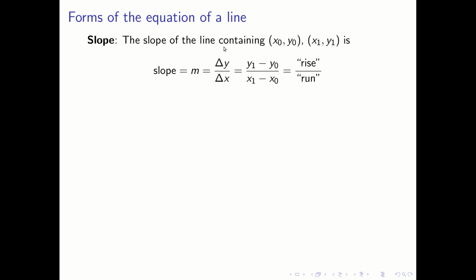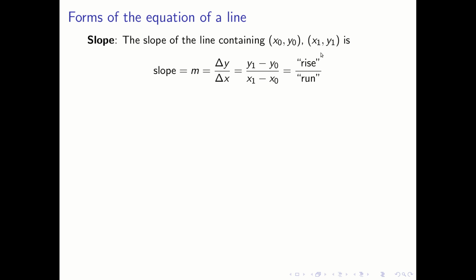You'll see often this notation delta y over delta x. This triangle is the Greek letter delta, and it means change in. So it's the change in y between these 2 points divided by the change in x between these 2 points. And when you're talking about the change of a number, it's a question of subtracting them. So what I do is I subtract y1 minus y0 and divide that by x1 minus x0.